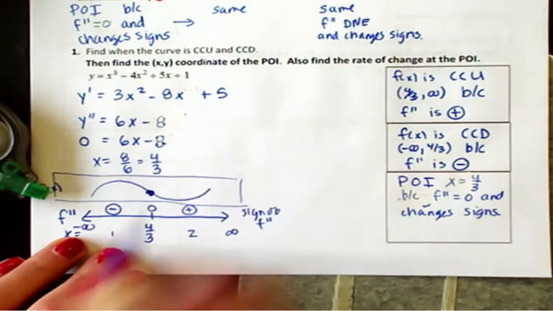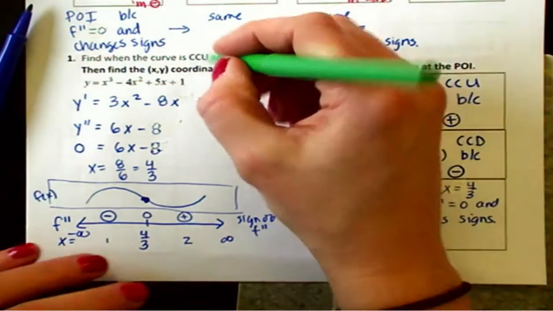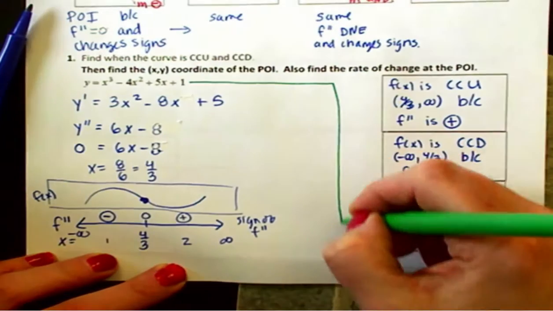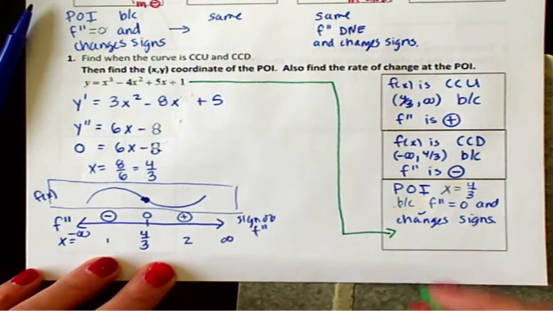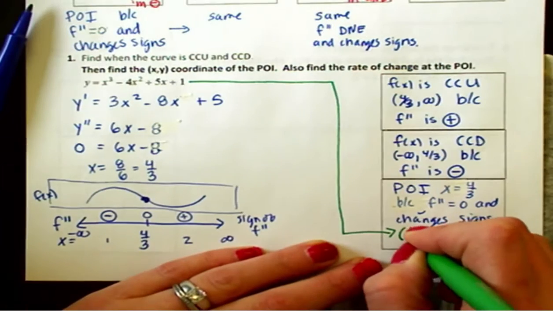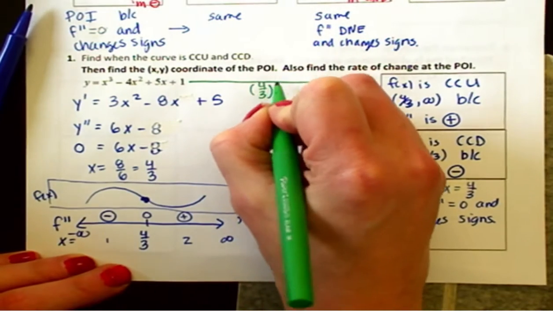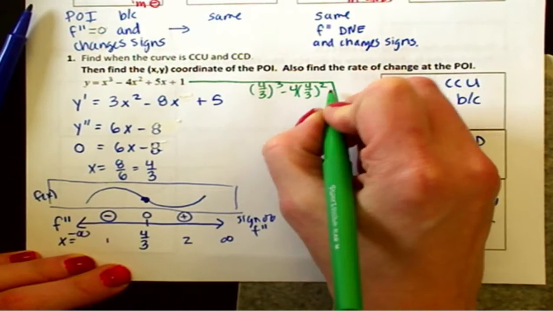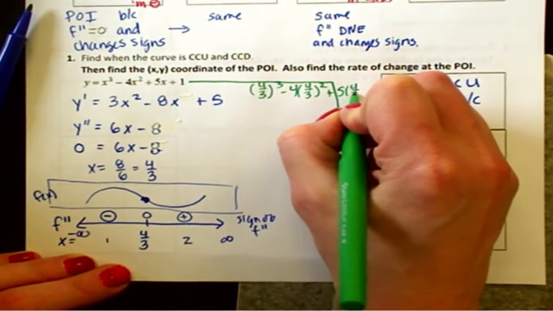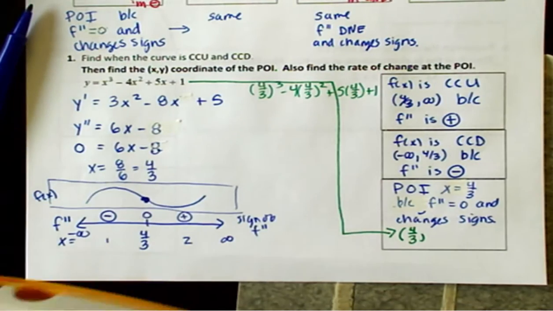Notice this is the sketch of what f of x looks like. I'm looking for those coordinates. X and y comes from the original graph. So if x is 4/3, what is y? Plug it in: x cubed minus 4x squared plus 5 times 4/3 plus 1. So evaluate.